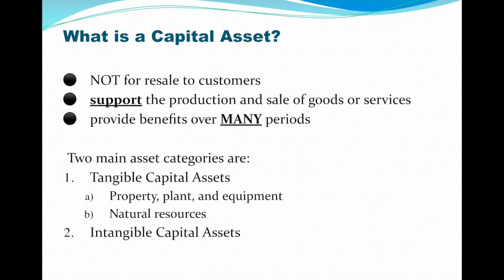So tangible assets are lumped into two subcategories. Now the first category, and this gets a bit confusing, is property, plant, and equipment. Those are all under the same subcategory, even though they're different things. And the reason they're in the same category is because they're treated almost exactly the same way. And we'll get to that later.